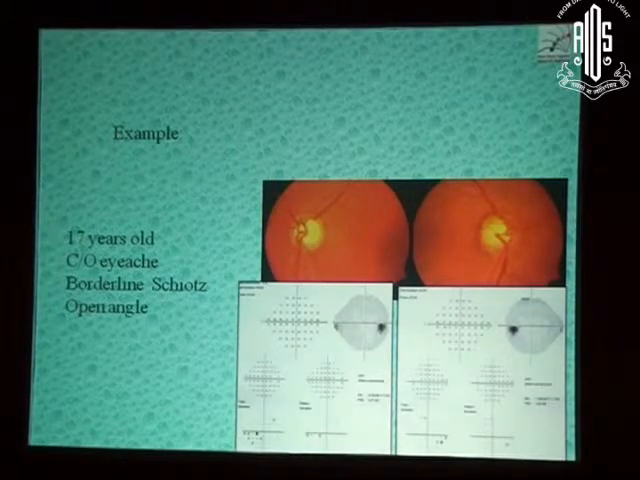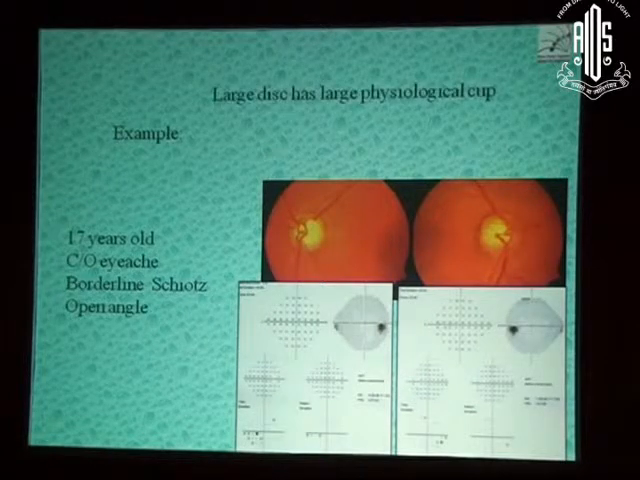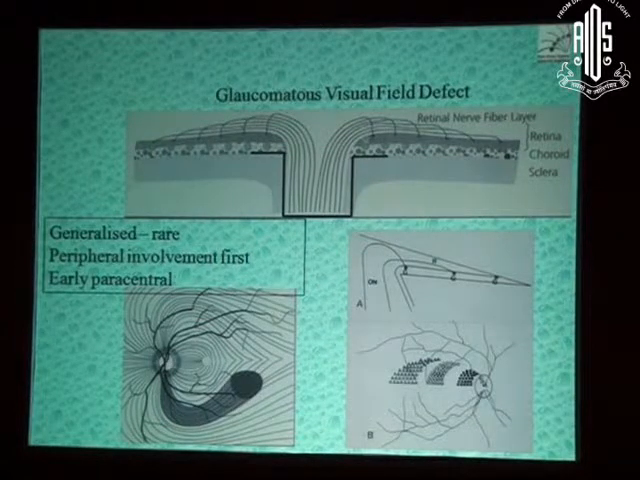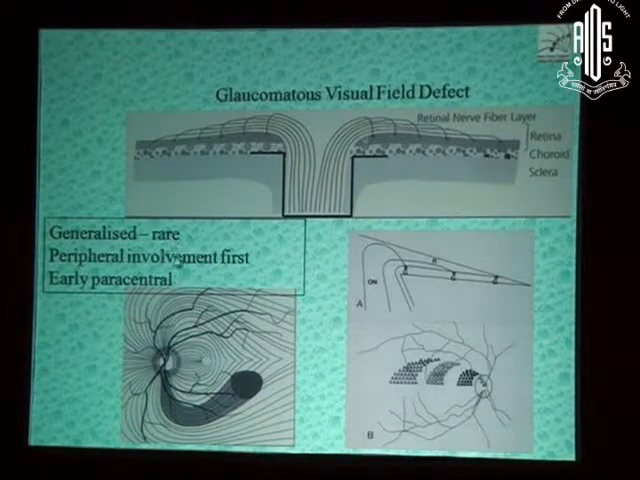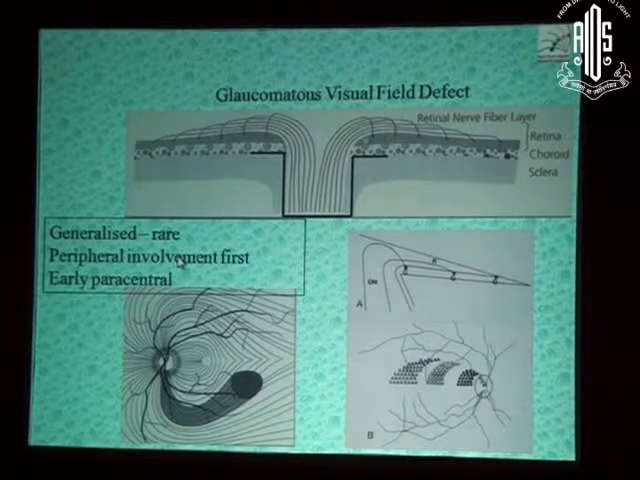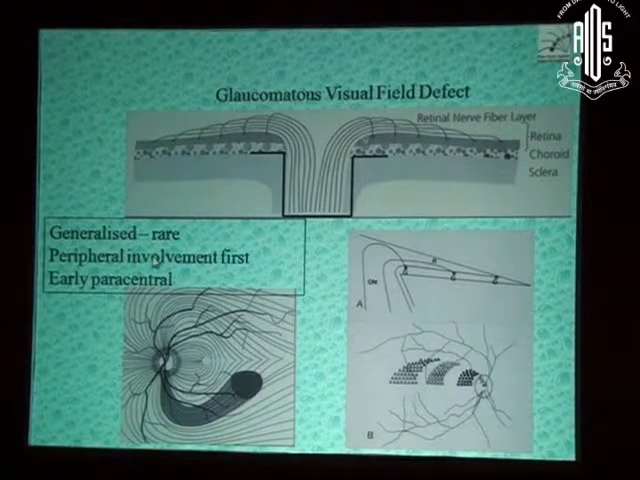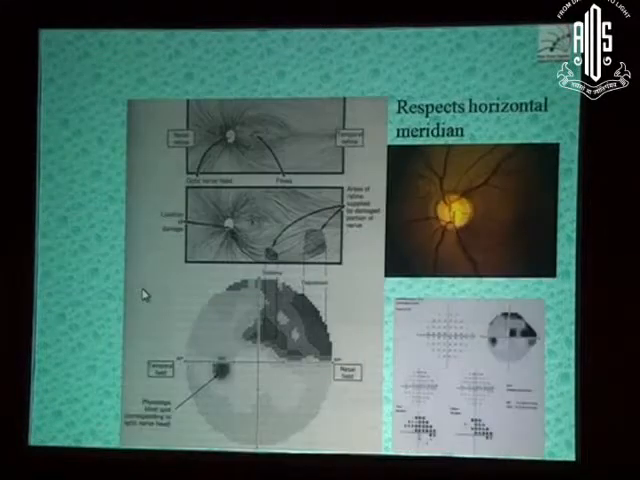If your pre-test probability is high, then if you go for a glaucoma perimetry test, that will be easier for you to interpret. So this patient has a large disc with a large radiological cup. A generalized glaucomatous visual field defect is very rare. As I told you before, peripheral involvement comes first, in glaucoma without involving the central field. There may sometimes be an early paracentral defect.